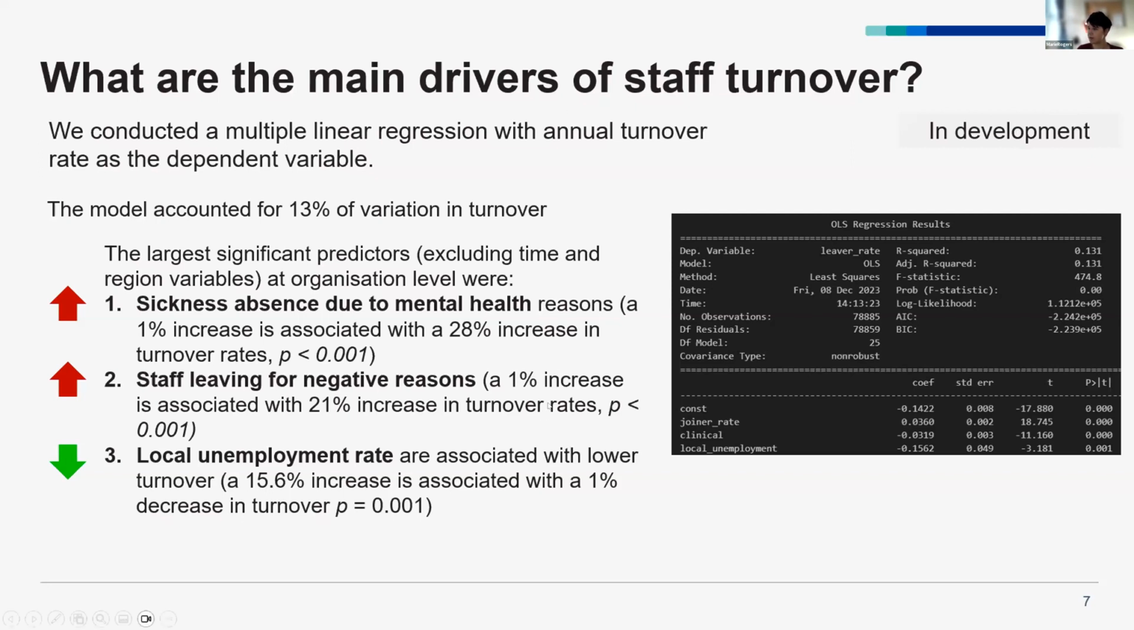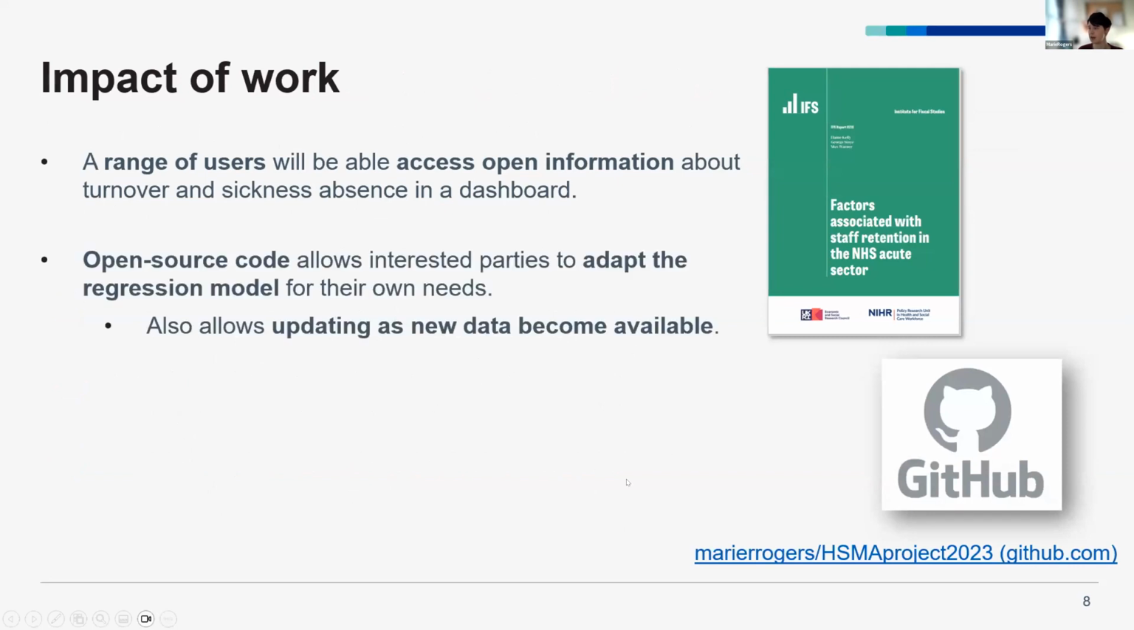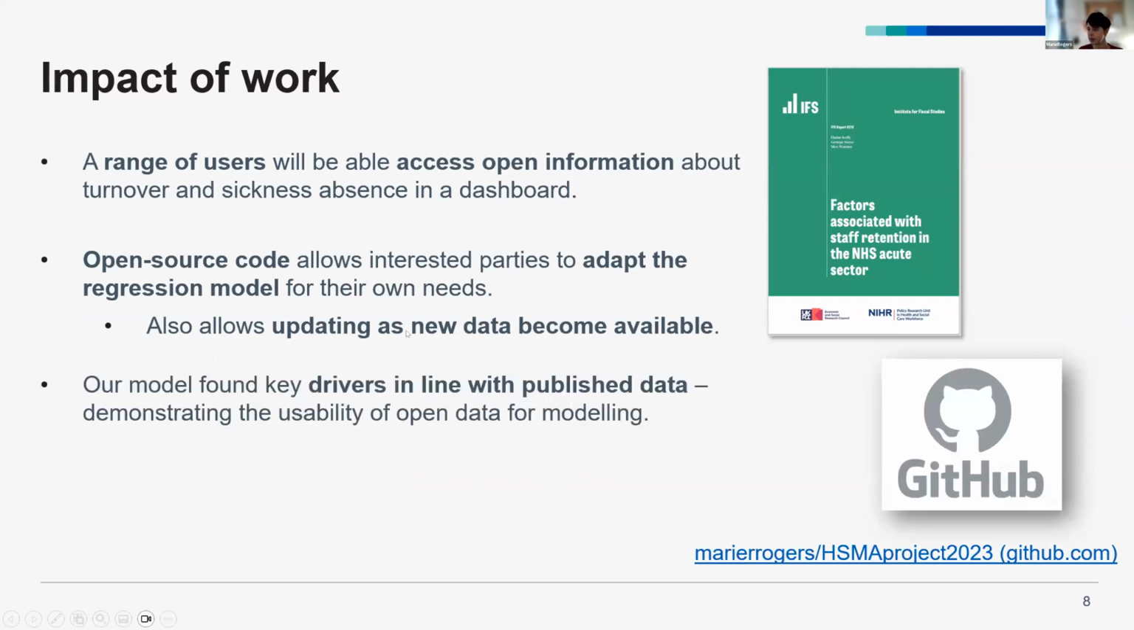So the impact of the work: a range of users will be able to access this open information in a dashboard format. All of the code that we use to do this is published on GitHub, so anyone can adapt this for themselves. As I've mentioned, there is quite a lot of published literature on this area, and the model is really in line with the things that have been found, for example, in this report by the Institute for Fiscal Studies.